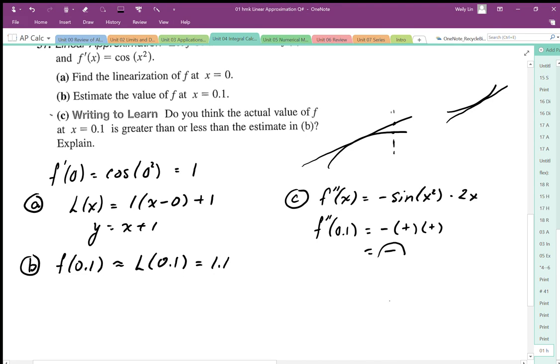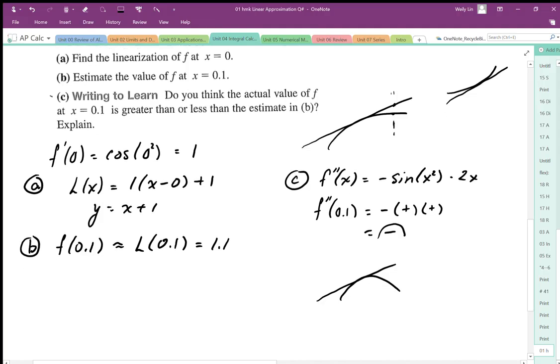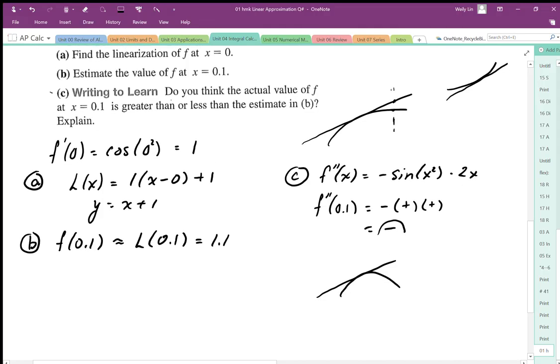Well, if I have negative concavity and my tangent line is approximating that point, I'm going to have an overestimate. Okay, so the estimate is greater. Or we can say that L of 0.1 is greater than f of 0.1.